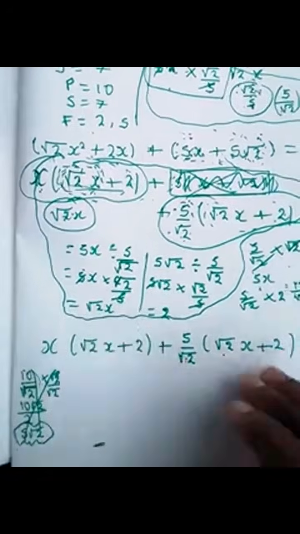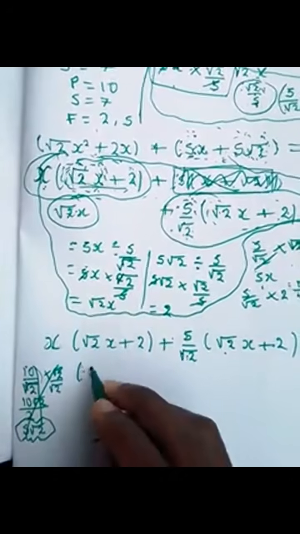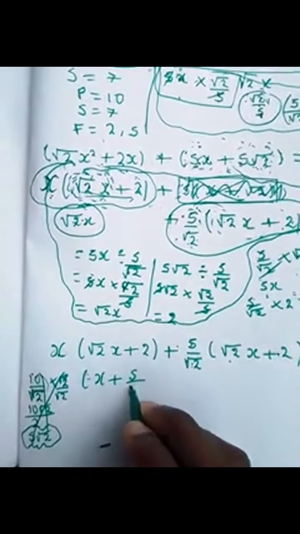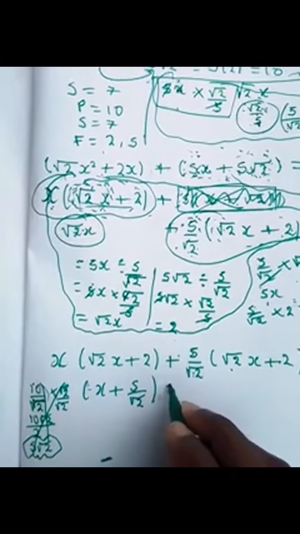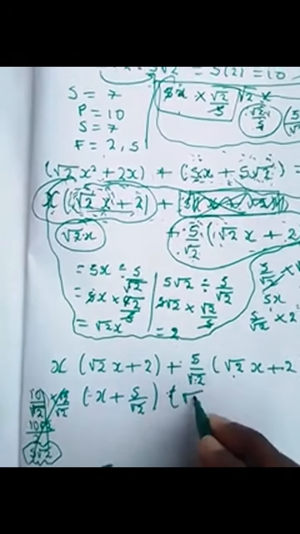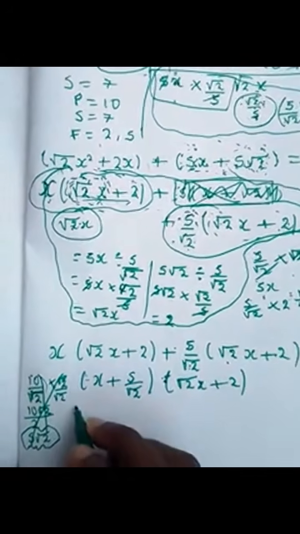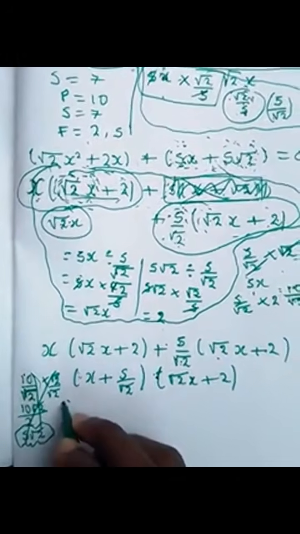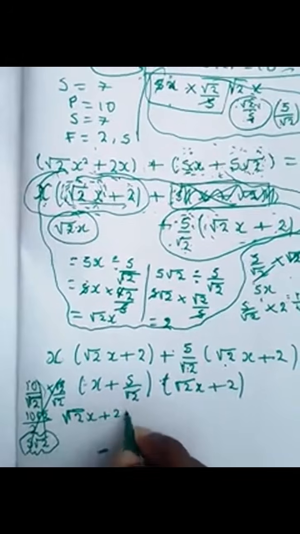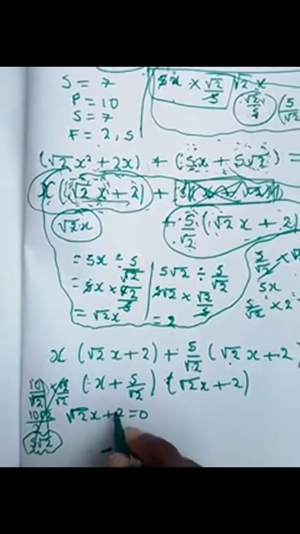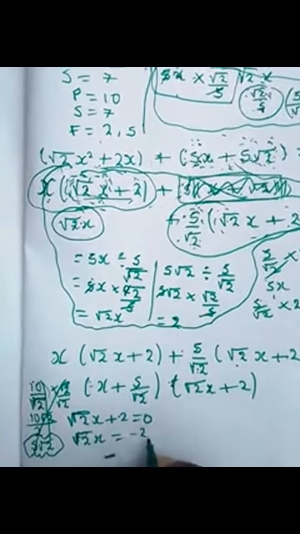So make sure that you understand this procedure. And then you're finally going to group them again. I'll pair this with this one, so it will be x plus 5 over square root of 2, then square root of 2x plus 2. Then we equate them to 0. I'll get the first one, which is square root of 2x plus 2 equal to 0. I'll take this one to the other side, negative 2.